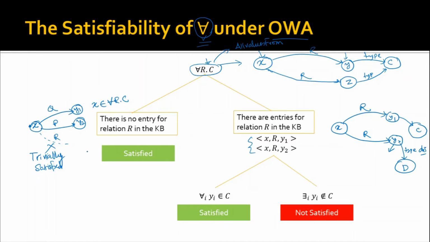So this trivially satisfied case is really considering the fact that in this particular scenario you do not have any outgoing edge from X with R label, but in future you can have that. So you put that to be your case of satisfied, right? So this is how we interpret the trivially satisfied case with respect to the open world assumption.